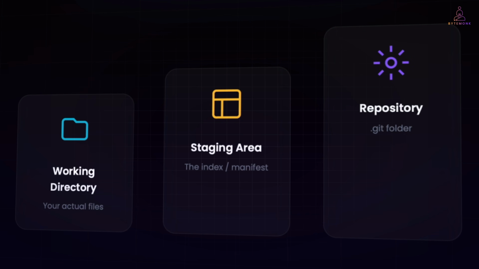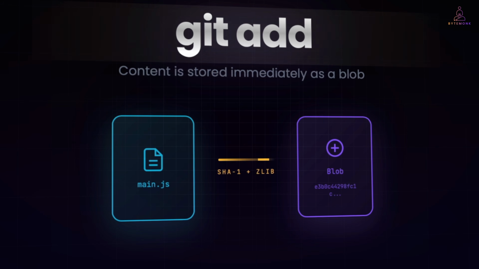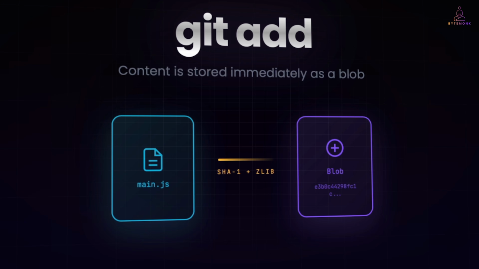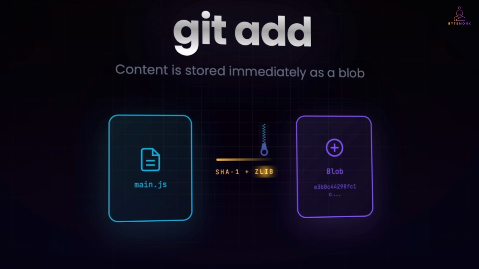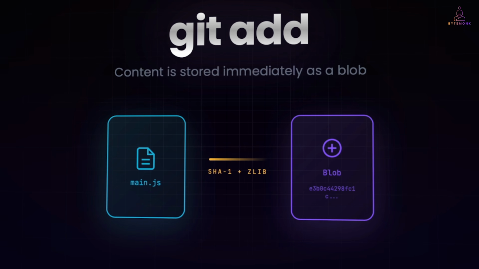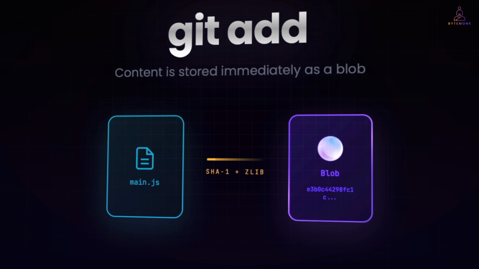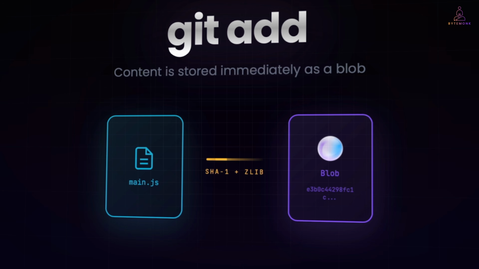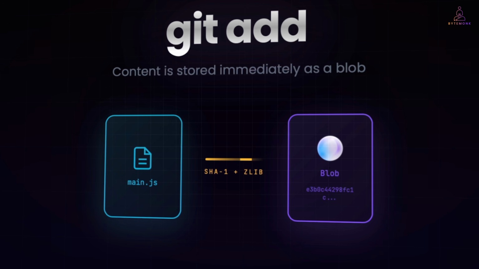Here is what most people miss. When you ran git add, Git didn't just make a note to include that file later. It immediately took the contents, compressed them with zlib, computed a SHA-1 hash, and stored the result as a blob object in .git/objects. Your file contents are already in the repository before you commit. The commit just organizes them.